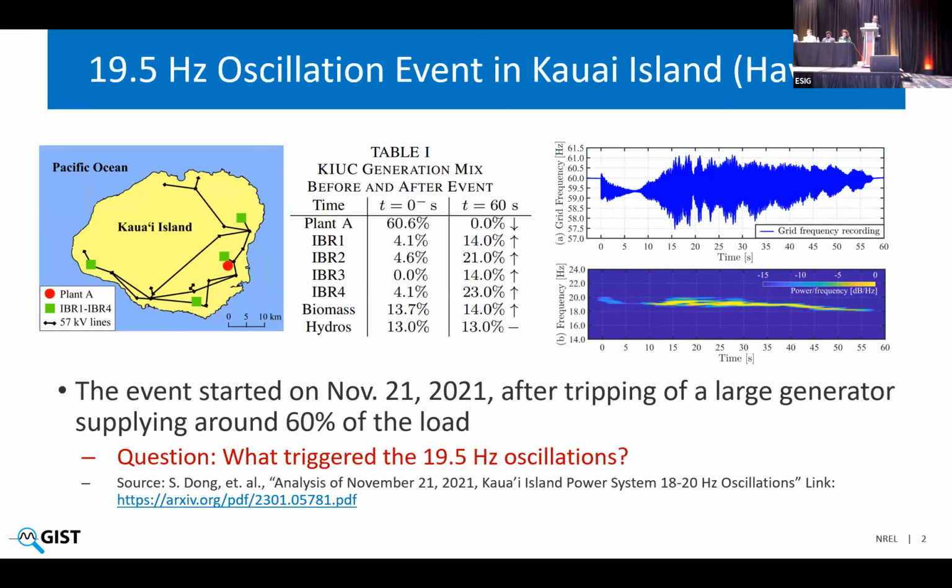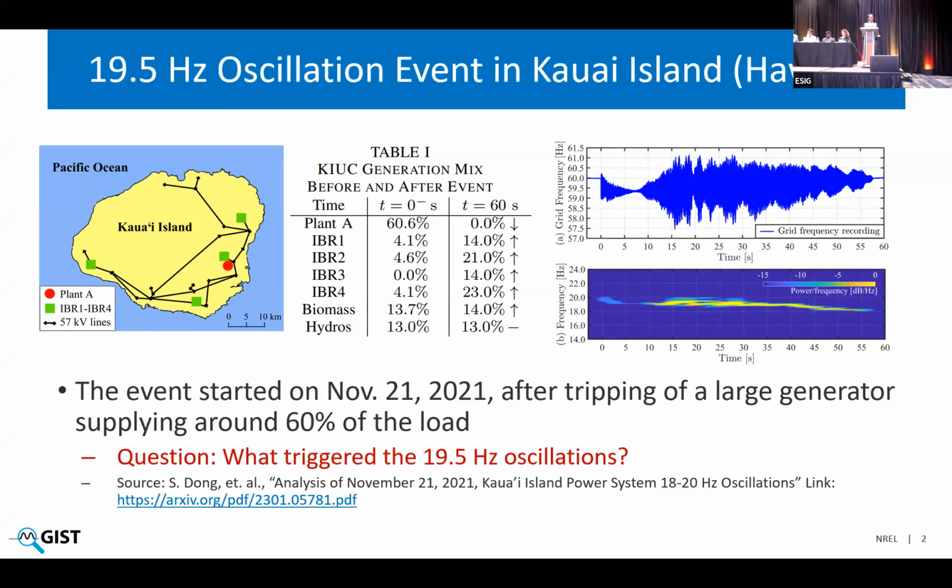So the first case is about oscillations that occurred in Kauai, which is an island in Hawaii, where, if you see in the map, there is this red dot, which is basically a conventional power plant, which was supplying 60% of the load, and the rest of the resources in that system were IBRs. In November 2021, that conventional plant tripped, which was supplying 60% of the load at that time, and it resulted in a lot of these oscillations.